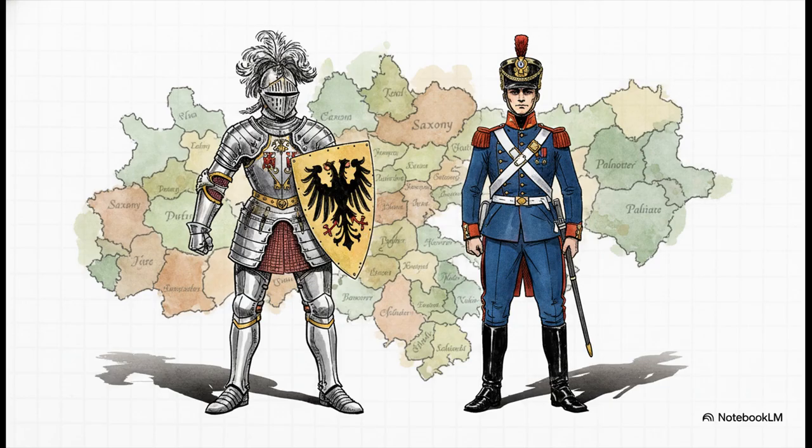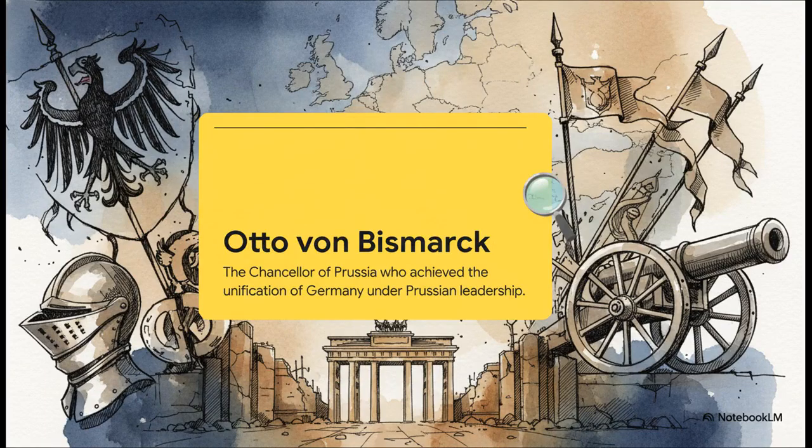You had the old imperial dynasty of Austria in the south, and this highly disciplined militaristic upstart in the north, the Kingdom of Prussia. Their rivalry over who would control Germany, known as German dualism, would define the next 2 centuries. And the man who was going to settle this rivalry once and for all? This guy, Otto von Bismarck.